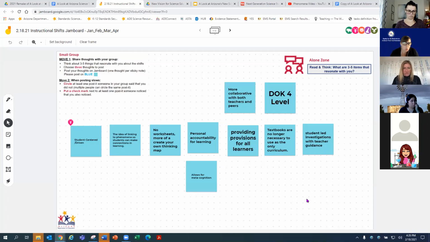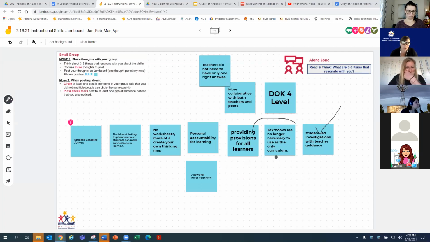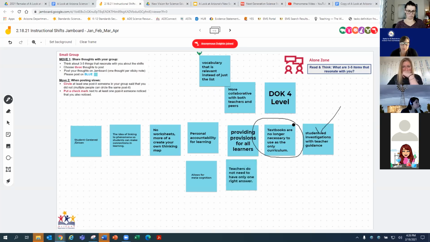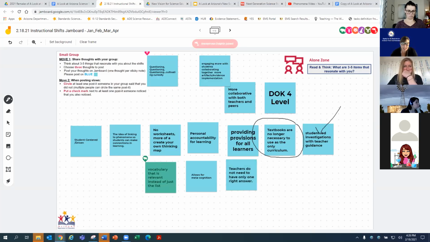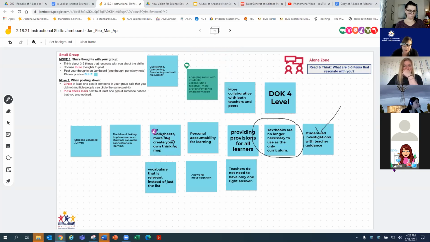Okay, so once posting slows down, just grab the pen tool. So you just click the tool, it doesn't matter what color or size. And if you see something new that you didn't think about, circle it. If you had something that you shared with someone else, you're just going to put a check mark on it. New things, you'll just circle. And so this just provides us a space to look at each other's ideas, think about how our ideas connect to one another, and gives us a protocol to do that.